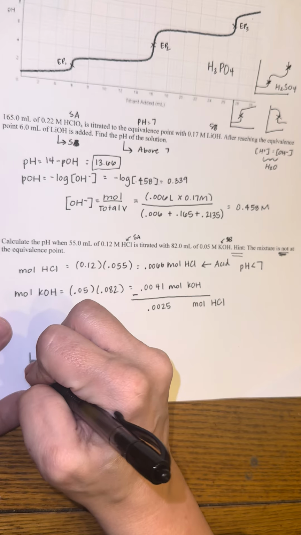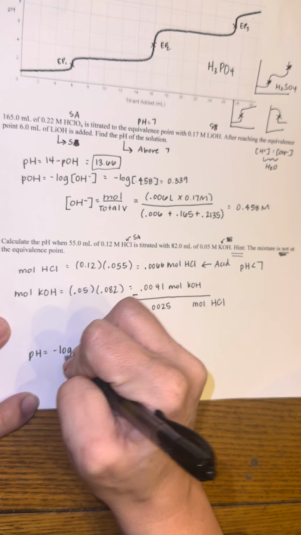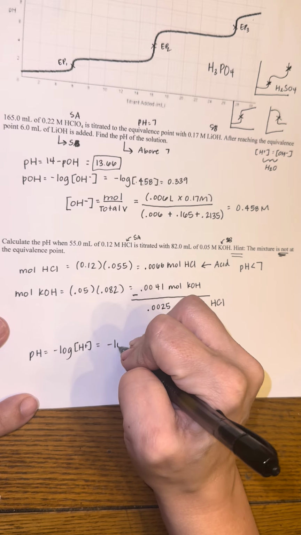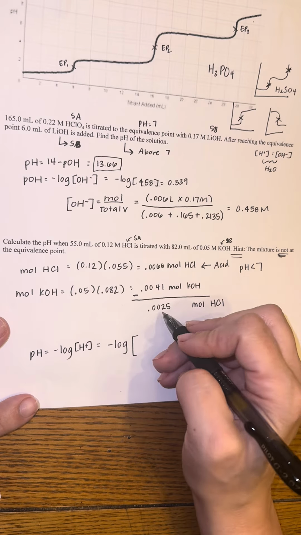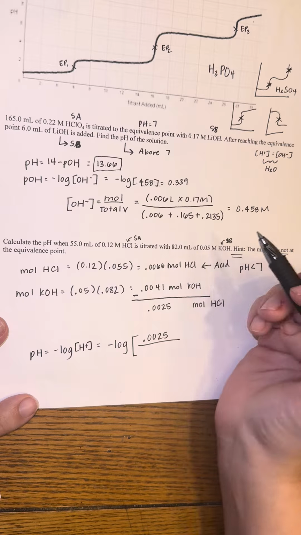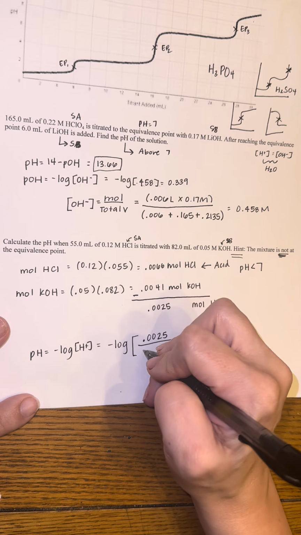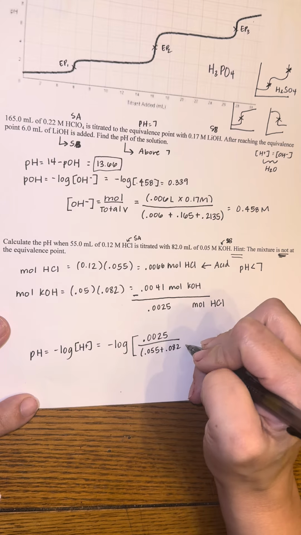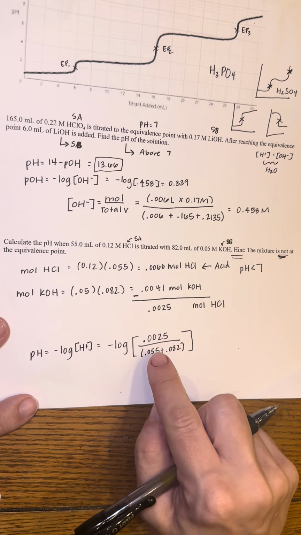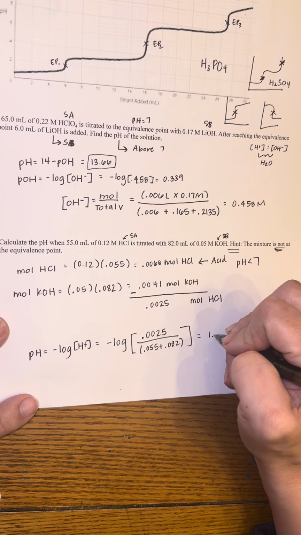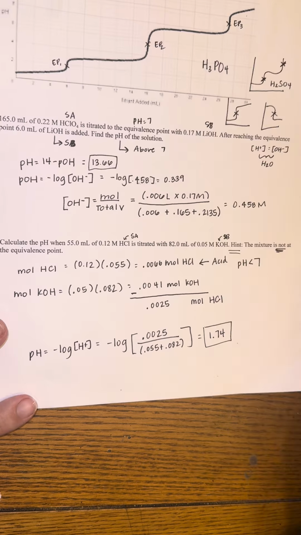And so in order to find pH, we need to take the negative log of hydrogen concentration. So we're going to say the negative log, and hydrogen concentration is moles. Well, we just found that, 0.0025 over liters. And just make sure you're adding total liters because they're both in there. So 0.055 plus 0.082. All right, and so this will give us molarity of hydrogen, and we'll take the negative log of that, and that'll be our answer. And it should be below 7. I'm getting 1.74 pH.